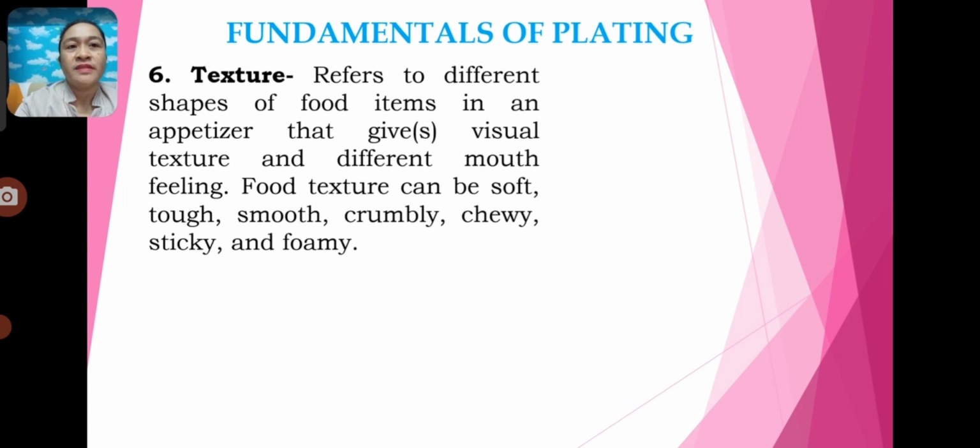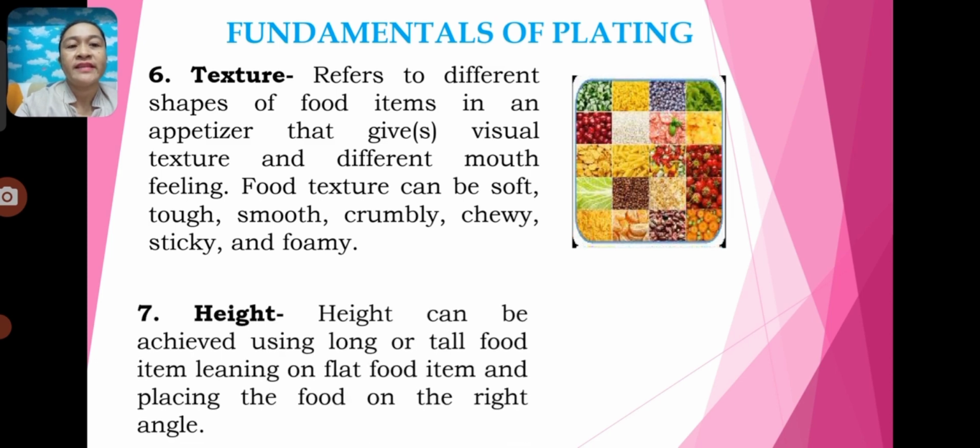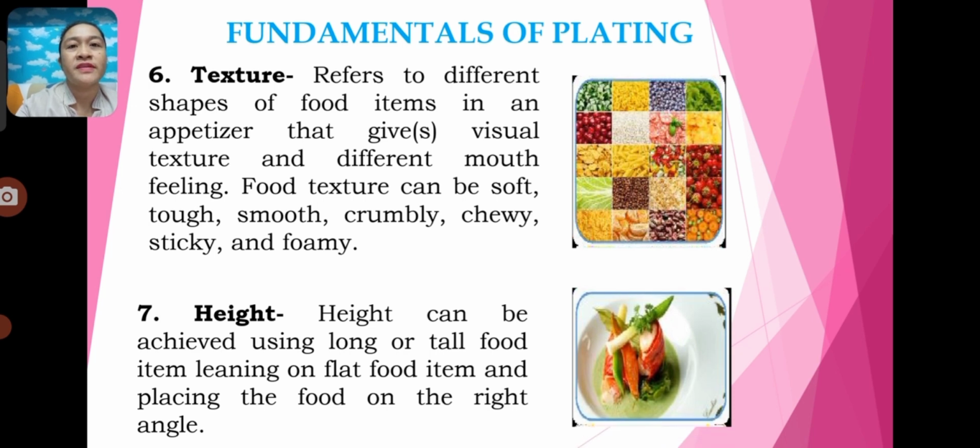Texture. So it refers to different shapes of food items in an appetizer that give visual texture and different mouth feeling. So food texture can be soft, tough, smooth, crumbly, chewy, sticky, and foamy. Then another is height. Height can be achieved using long or tall food item, leaning on flat food item, and placing the food on the right angle. So look at the example on the right side. So that is example of height and texture.